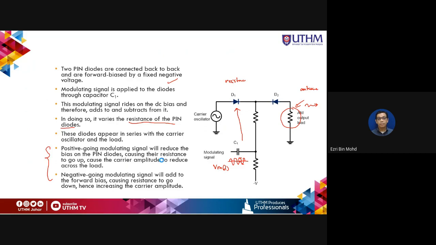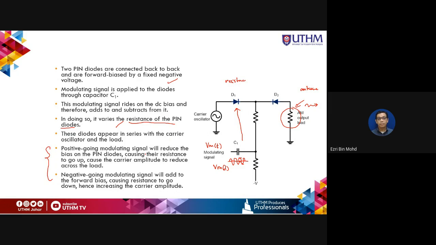Okay, ini contohnya lah. The pin diodes are connected back to back. Okay, so two pin diodes are forward biased by fixed negative voltage. Modulating signal is applied to the diodes through capacitor C1. So here is VMT, kita punya maklumat ataupun information signals. And then the modulating signal rides on the DC bias. Okay, in doing so, it varies the resistance of the pin diodes. Okay, the diodes appear in series with the carrier and isolator and load.